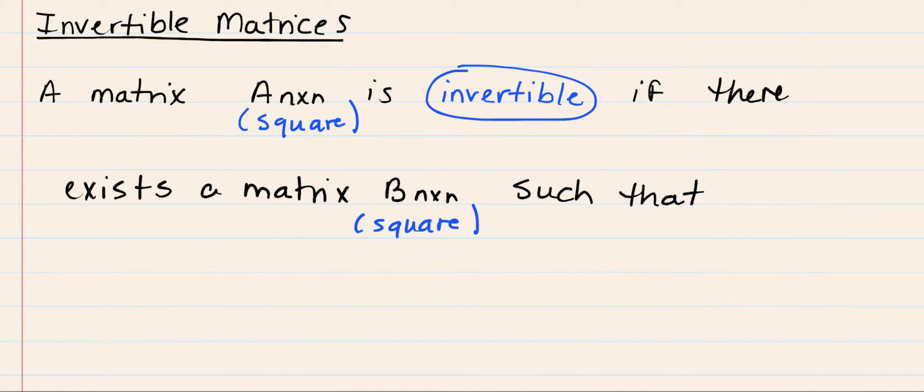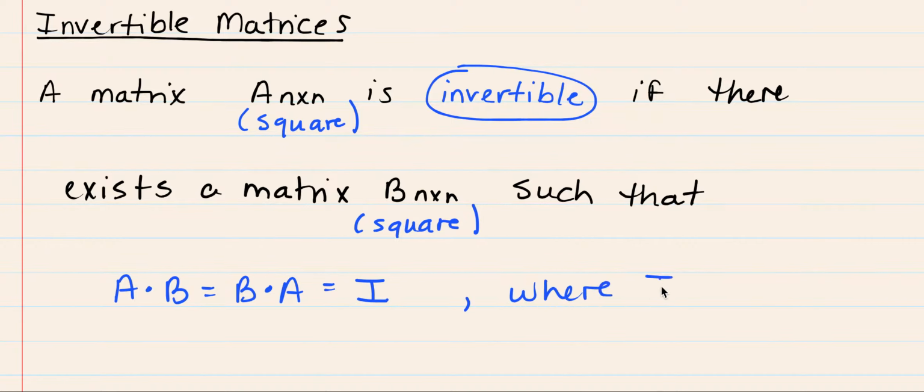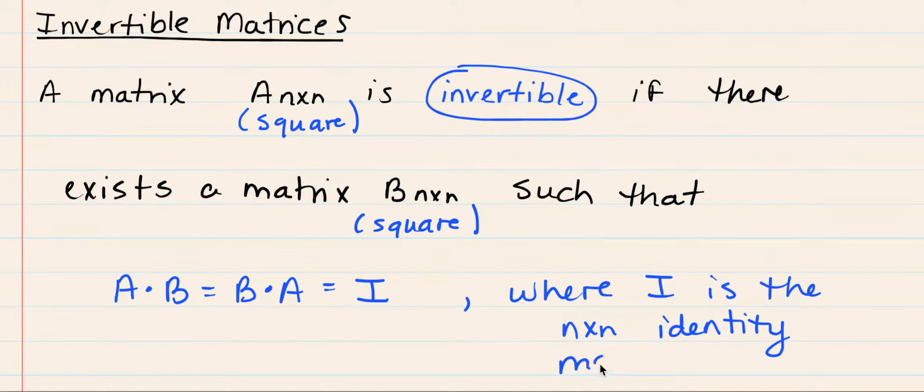Last time we ended on the topic of invertible matrices. We said that a matrix A, that's n by n, so a square matrix, we call that matrix invertible if there exists another matrix B that's also n by n, such that A times B is equal to B times A, and that's equal to the identity matrix I, where I is the n by n identity matrix. And an identity matrix, if you recall, is a matrix with ones along the diagonal and zeros everywhere else.